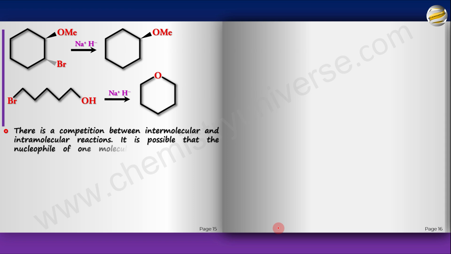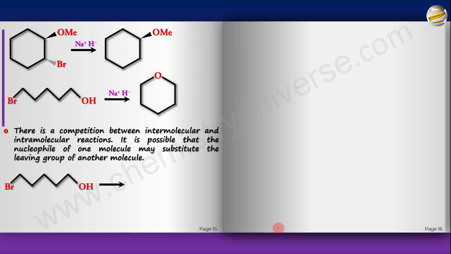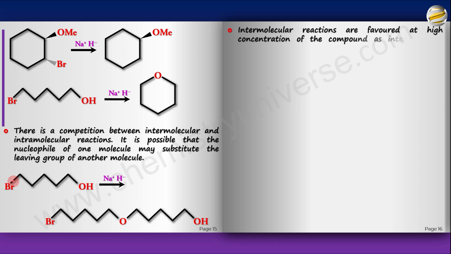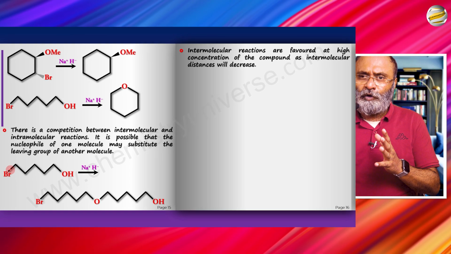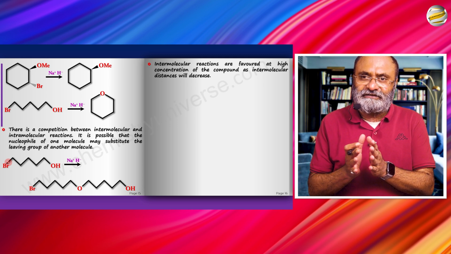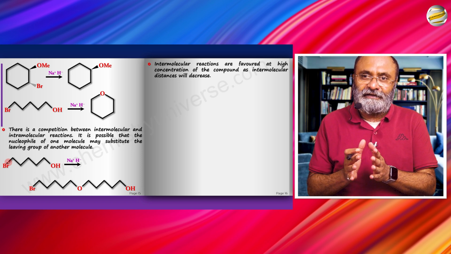So there is always a competition between inter and intra. And it is possible that the nucleophile of one molecule may substitute the leaving group of the other. For example, in this case, when we add NaH, instead of intra, you could have inter. It could take H from one OH and this O minus could attack another molecule of this on this carbon, making the Br leave and you get a big molecule like this. Now obviously, intermolecular reactions are favored only at high concentration of the compound as intermolecular distance will decrease. So if the concentration is pretty high, what will happen is that there'll be less solvent molecules between two reactants, and therefore inter is more likely.